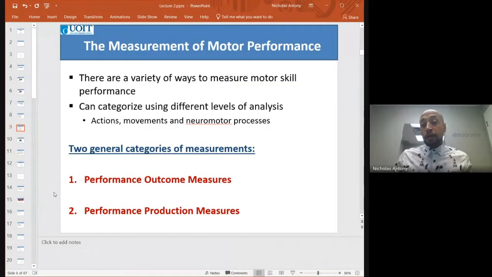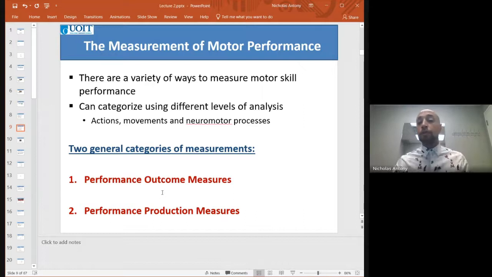So, like we just did with those examples, there's a bunch of different ways that you can evaluate performance, right? And research has developed two different categories of measurements that you can utilize for different motor skills, depending on what they are. You can use performance outcome measures, which are concerned with the outcome of performance. And then we also have performance production measures, which are more concerned with the movements that entail the motor skill as it's being performed.